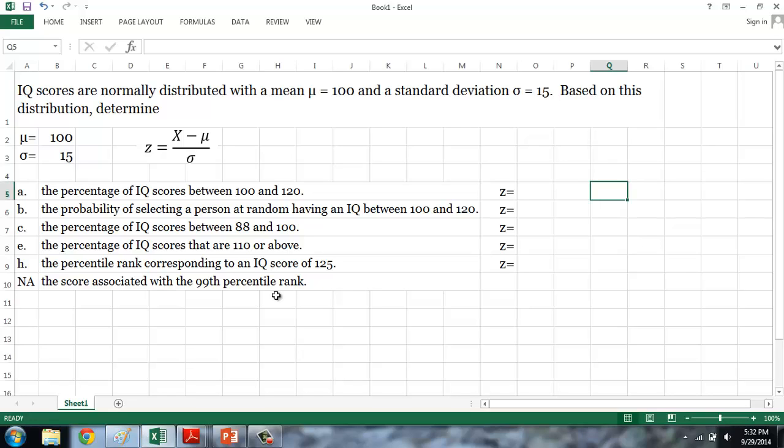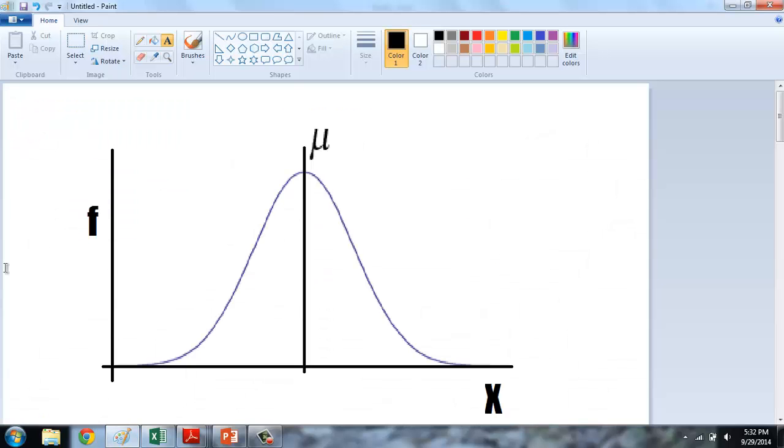The first thing I want to talk about is what it means that the scores are normally distributed. Here's a picture of a normal distribution, or a normal curve. The horizontal axis represents scores, or x's, and the vertical represents frequencies. So each point along this curve corresponds to a particular score and the frequency of respondents with that score. Essentially, this is a graphical depiction of a frequency distribution, or what your textbook refers to as a frequency polygon.